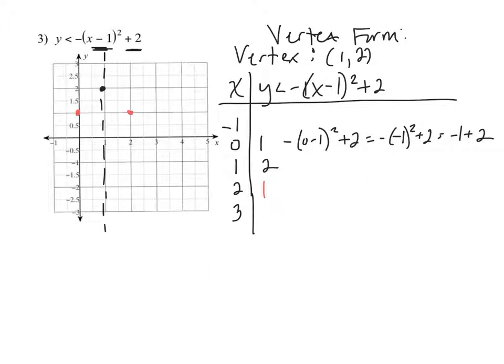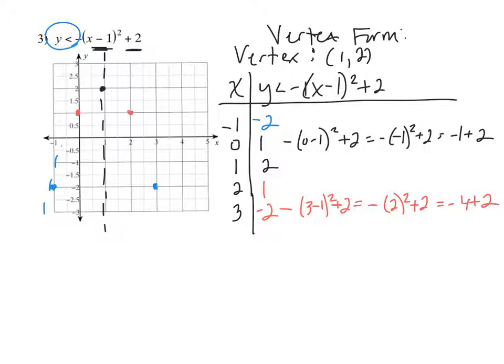And then I'm going to plug 3 in. So negative 3 minus 1 squared plus 2. Negative 2 squared plus 2. Negative 4 plus 2 gives me negative 2. And then I'm going to mirror that point. So I'm at negative 1, down 2, and mirroring across at 3, negative 2. And then since it's y is less than, this one is also going to be a dotted parabola.